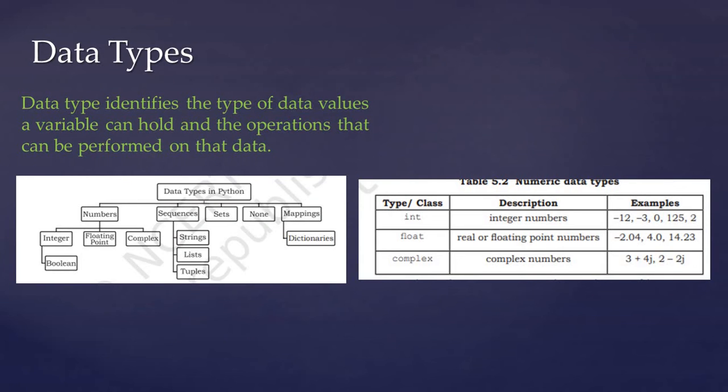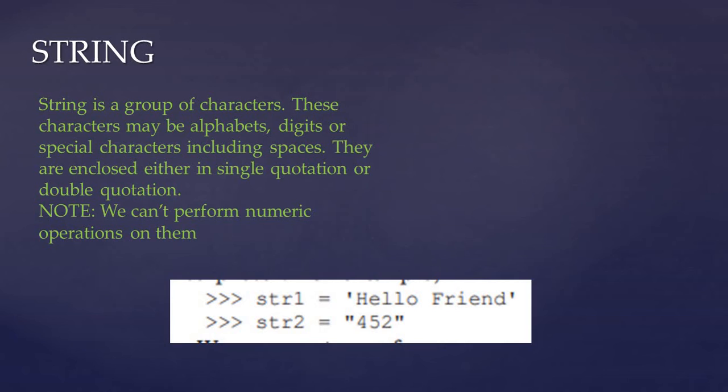Now, we talk about sequences. So strings are a group of characters. They can be alphabets, digits, or special characters. It is important to note that they are enclosed either in single quotes or double quotes, and we can't perform numeric operations on them. Keep this in mind. So, as you can see here as an example, we are using single quotes to write one string and double quotes to write the other. Mind you, we can use numbers inside a quote to store a string.